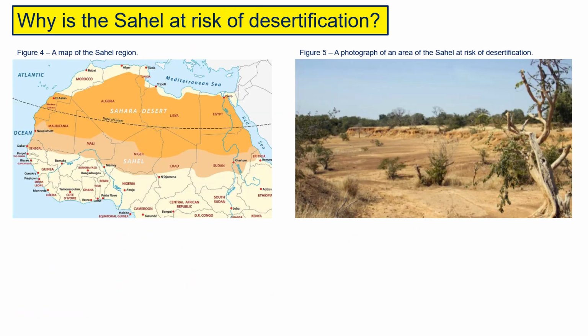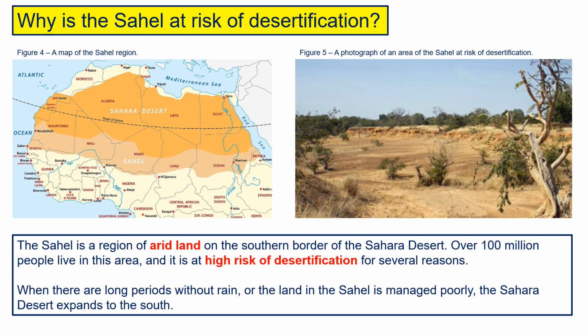This is happening in an area called the Sahel, which is in Africa, and it's south of the Sahara Desert. What's going on here is the Sahara Desert is moving south around 10 miles per year, and we need to understand what's causing the Sahel to be turning into desert.